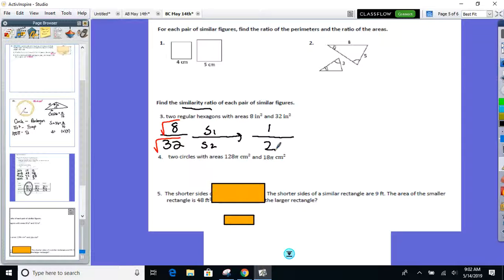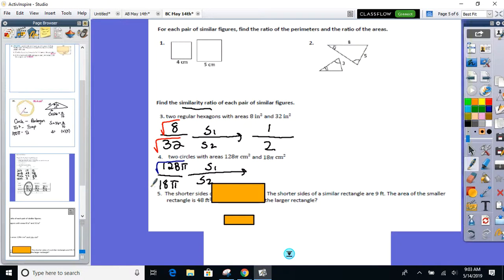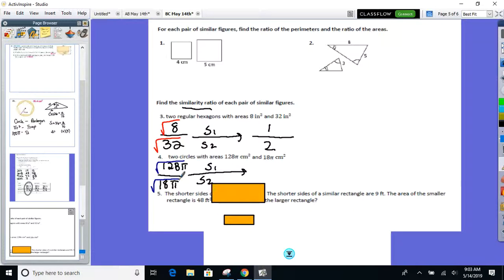All right, what about the two circles with areas of 128 pi and 18 pi? Again, I'm finding the similarity ratio, or the side ratio. So once again, we're going to take the square roots. 128 pi, the square root of 128 pi over square root of 18 pi. If you prefer to cancel the pi's out before you put them in the calculators, go ahead.